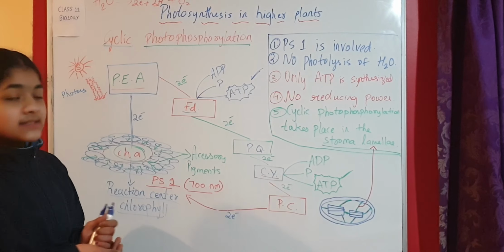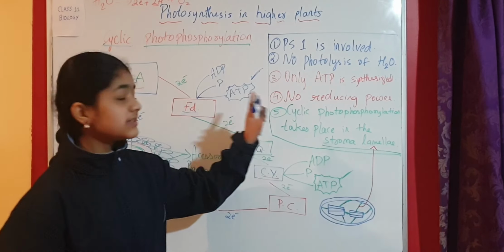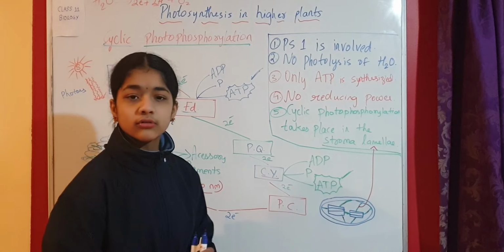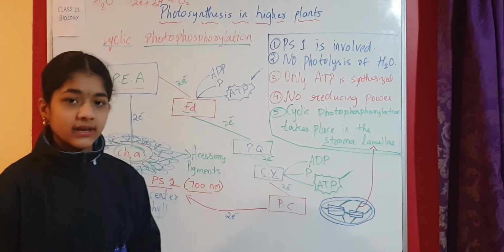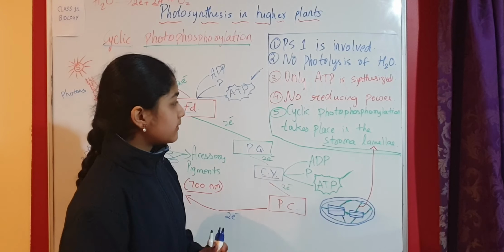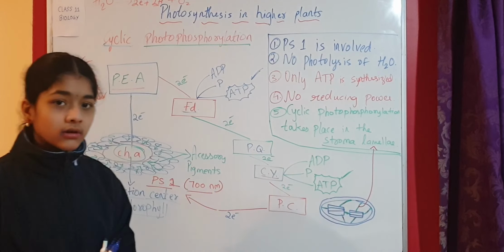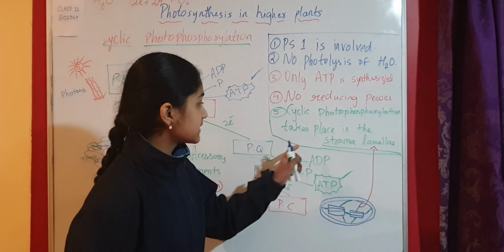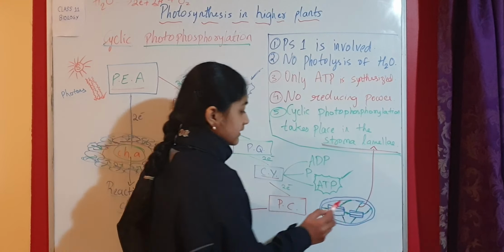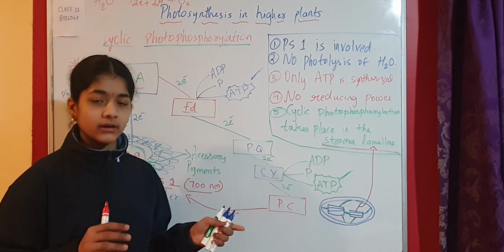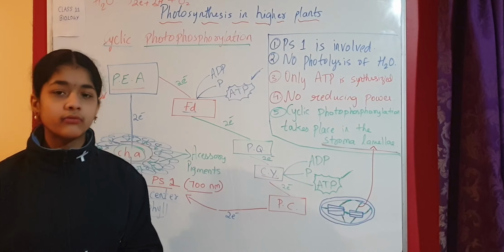So this is about cyclic photophosphorylation or cyclic pathway, and we have looked at some of the important points. PS1 is only involved, there is no photolysis of H2O or water, only ATP is synthesized, there is no NADPH2 and no reducing power because there is no NADPH2. And the fifth point is the site where cyclic photophosphorylation takes place. It takes place in the stroma lamella, this one here, the interconnections between two grana or one granum to the membrane of the chloroplast. So this is all about cyclic photophosphorylation.